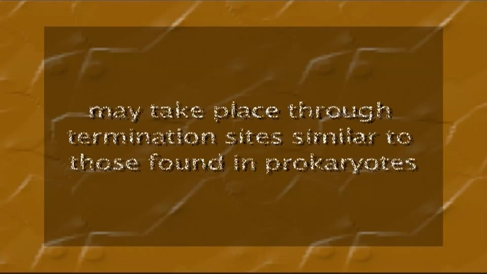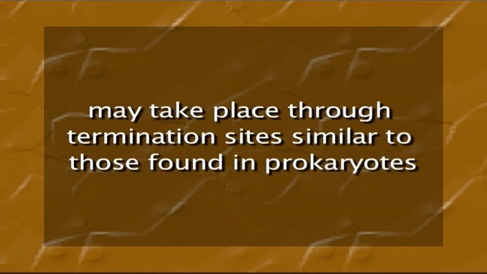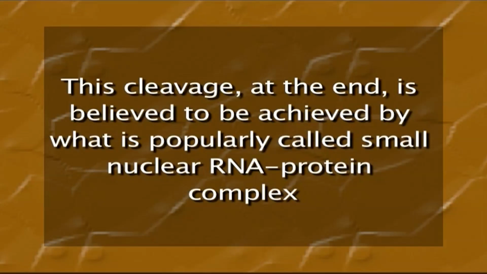Now, termination of RNA synthesis in eukaryotes. In eukaryotes, the actual termination of RNA polymerase II activity may take place through termination sites similar to those found in prokaryotes. But these termination sites are believed to be present away from the site of 3' end of mRNA. Obviously, 3' end of mRNA will be generated due to post-transcriptional cleavage. This cleavage at the end is believed to be achieved by what is popularly called small nuclear RNA protein complex.